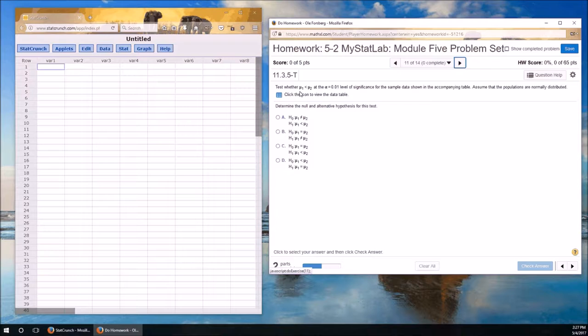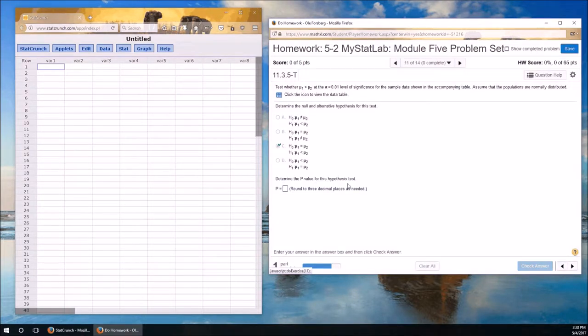We need to test whether mu1 is less than mu2 at the 0.01 level. Mu1 less than mu2. Since there's no equals part there, this has to be the alternative. To determine the null, it's always mu1 equals mu2. For comparing two means, the null hypothesis is always mu1 equals mu2. The alternative hypothesis comes from here. So C. Fantastic.